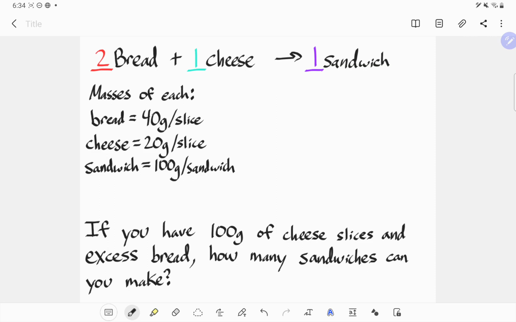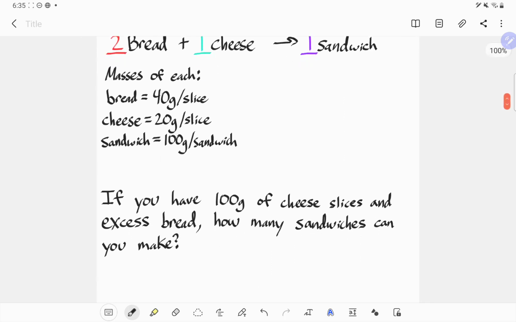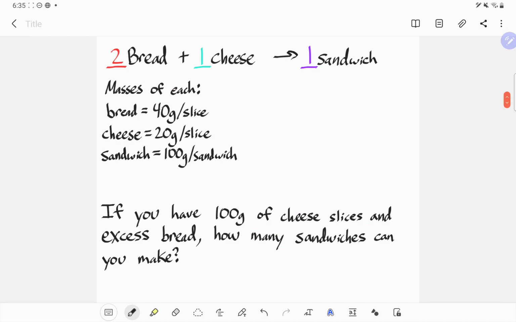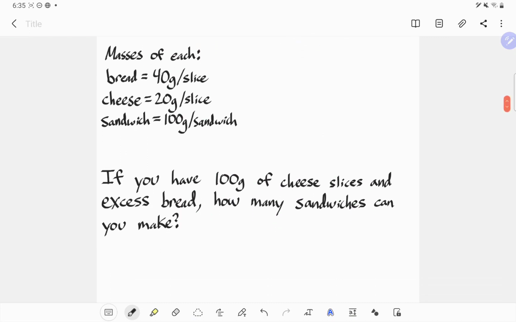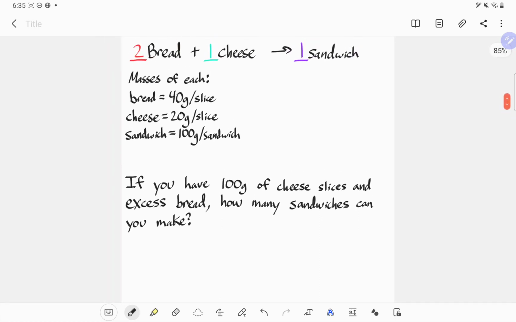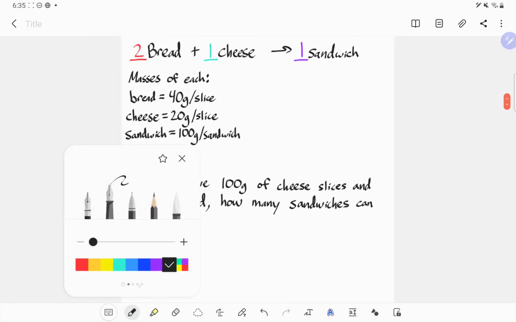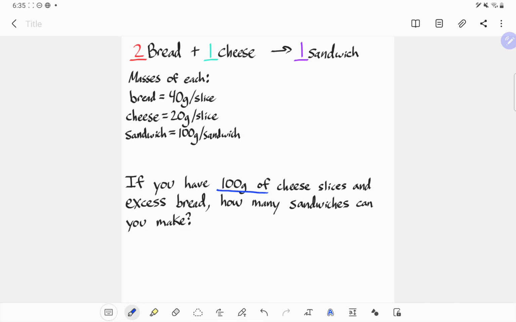All right, but I want to show us the more mathematical formula way to do this, just for a method that usually produces more accurate results. People don't make as many mistakes when they write it out this way. So let's write it out just to verify that we get the same answer. So let's zoom out a little bit. Again, we have 100 grams of cheese slices.